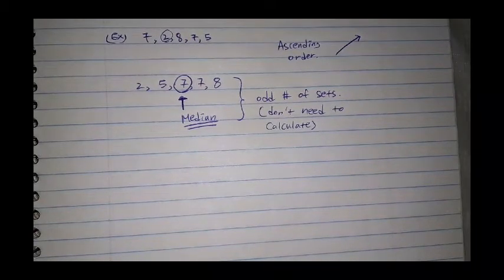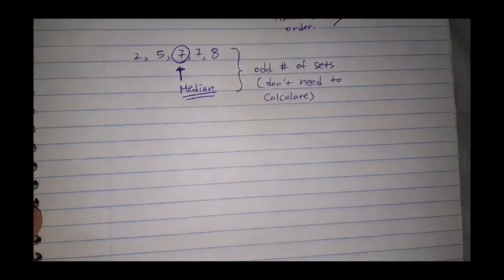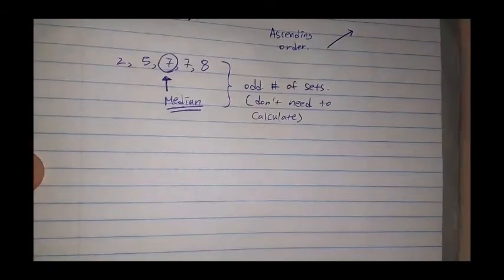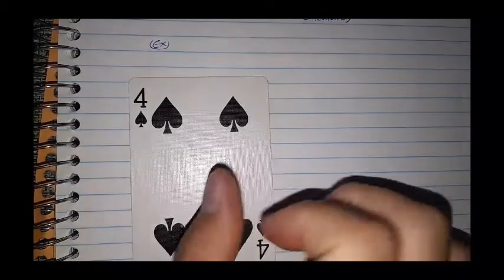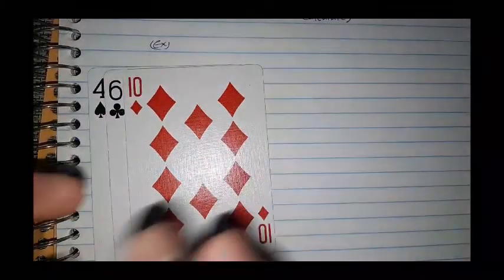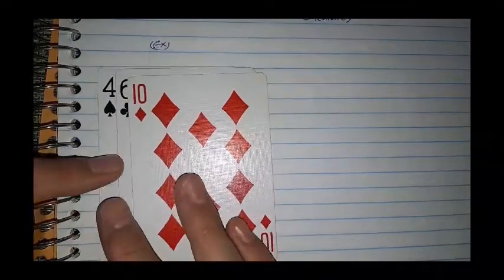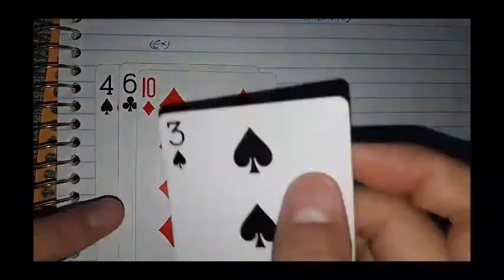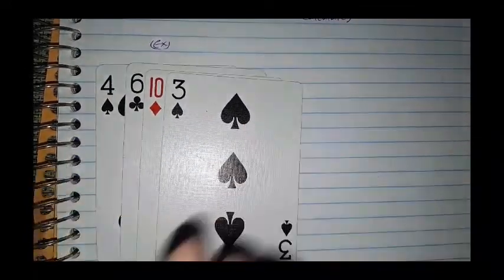Now, let's use a different set of numbers. Sometimes you need a calculation. And what will be those situations? Well, let's use the deck of cards again. This time I'm going to take about 8. So 4, 6, 10. Oh, that's like blackjack almost. Good idea to stop.